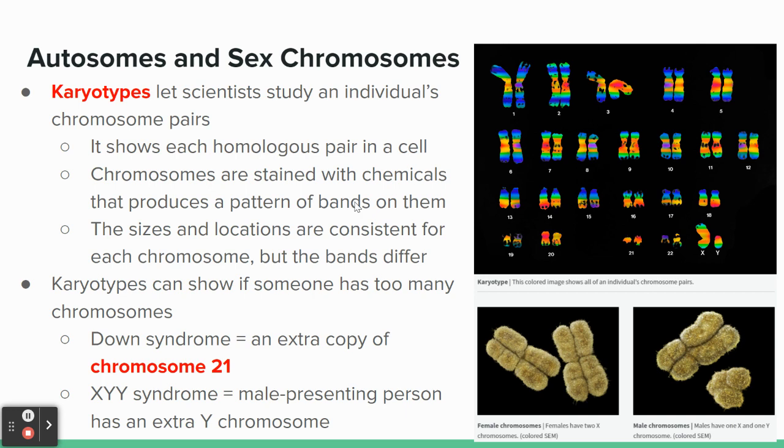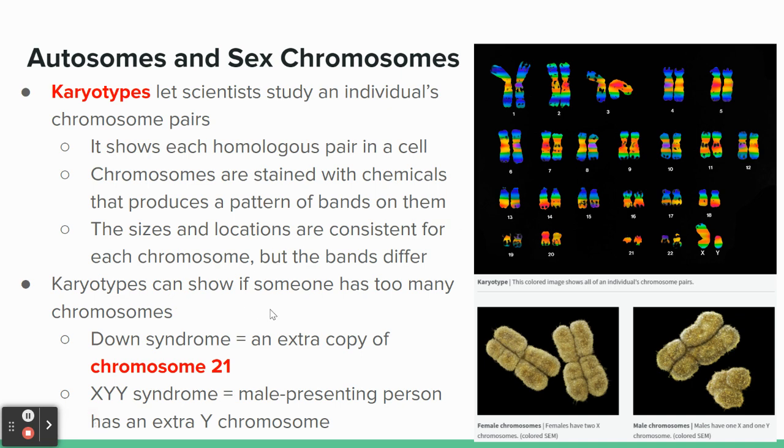Now, karyotypes are these maps. They let scientists study an individual's chromosome pairs. It shows each homologous pair in a cell. The chromosomes are stained with chemicals, and that gives these bands on them. The sizes and locations for those bands are pretty consistent across the chromosomes, but the bands differ.